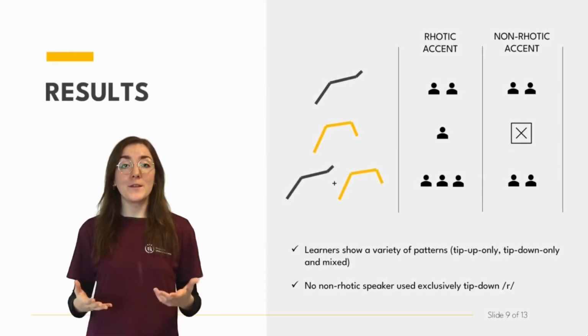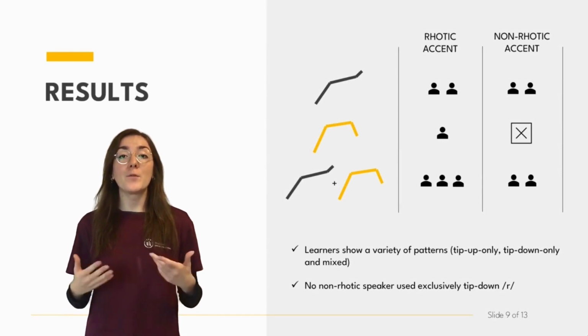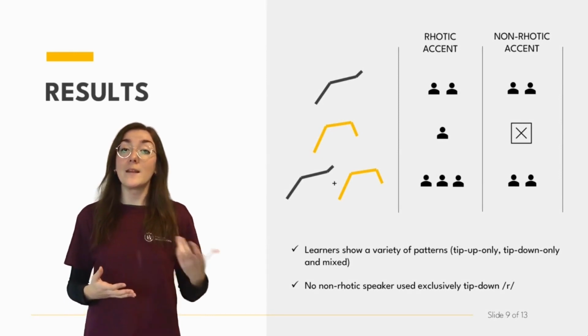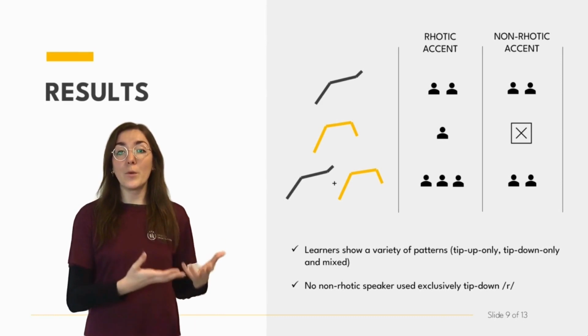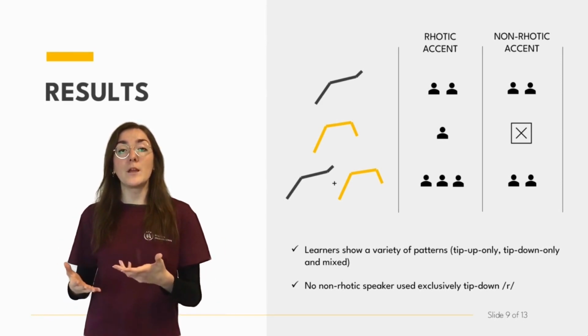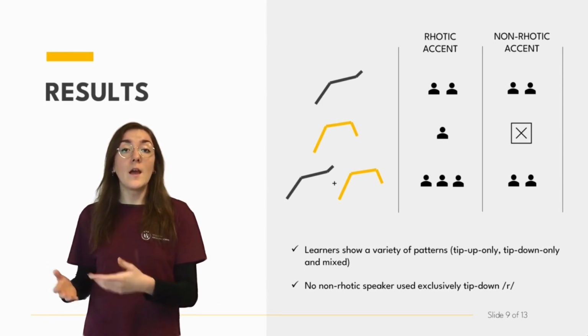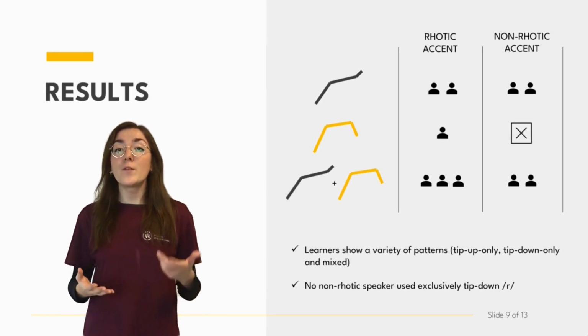Our analysis revealed that learners show a variety of tongue shapes similar to that found in native speakers. Some used both tongue shapes, some only used tip-up shapes, and some only used tip-down shapes. However, no speaker with a non-rhotic accent used a fully tip-down configuration.